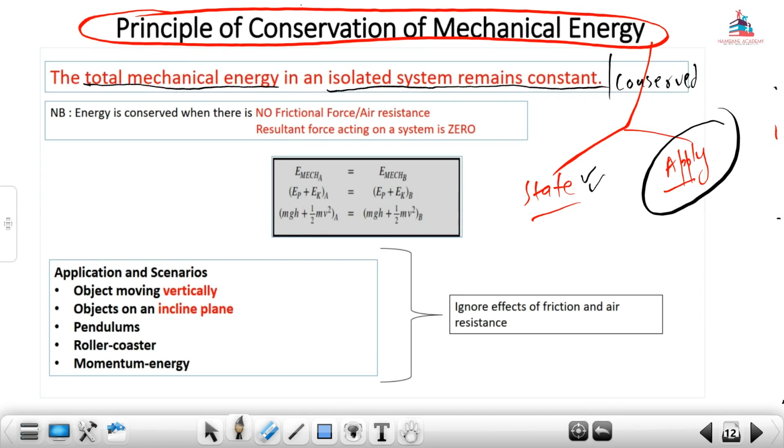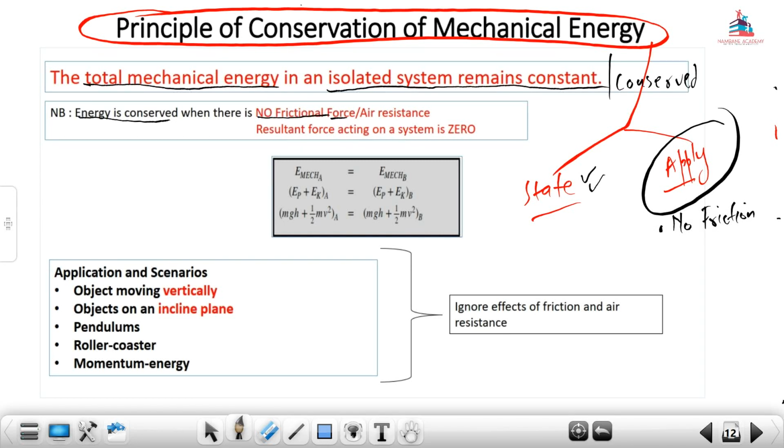This is very, very key, because we can only apply the principle of conservation of mechanical energy when the information that is given to us supports these 2 or 3 things that I want us to be aware of. The first thing is energy is conserved when there is no frictional force. So bullet number 1, we can only apply it if there is no friction. That is very, very key.